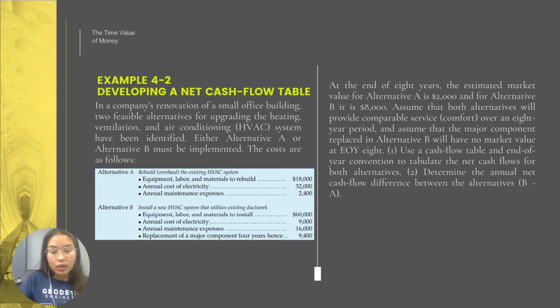Replacement of a major component every 4 years is 9,400. Given those alternatives, at the end of 8 years, the estimated market value for alternative A is $2,000, and for alternative B, it is 8,000. Assume that both alternatives will provide comparable service, or comfort, over an 8-year period, and that a major component replaced in alternative B will have no market value at the end of year 8. First, use a cash flow table and end-of-year convention to tabulate the net cash flows for both alternatives. Second, determine the annual net cash flow difference between the alternatives, B minus A.